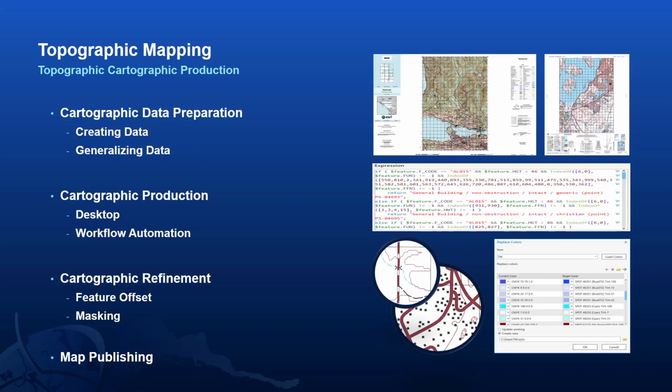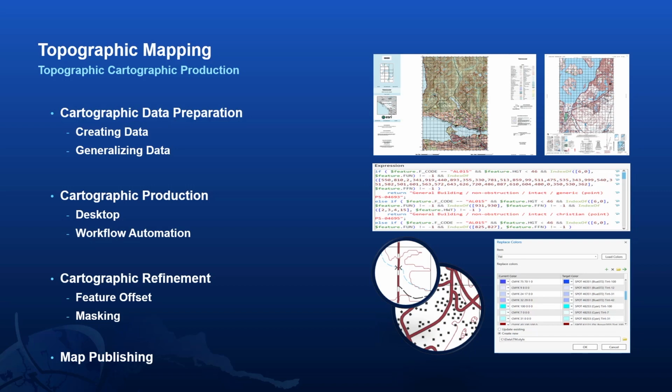Cartographic Production with ArcGIS Production Mapping and ArcGIS Defense Mapping. We start the cartographic process with preparing cartographic data. This is a step where we prepare data that will be necessary for topographic map specifications. Creating data like contours, spot heights, or data that is needed for your map specification.